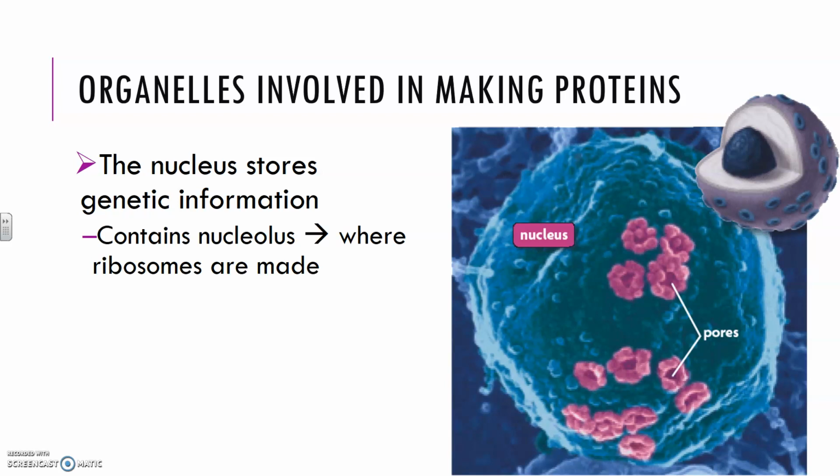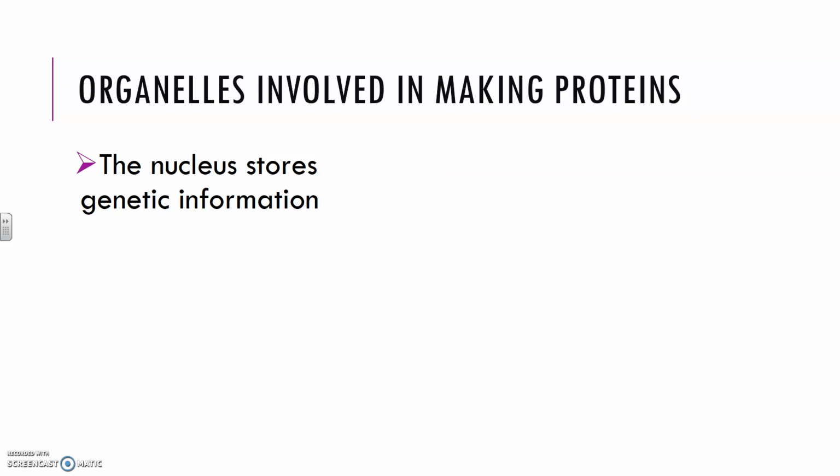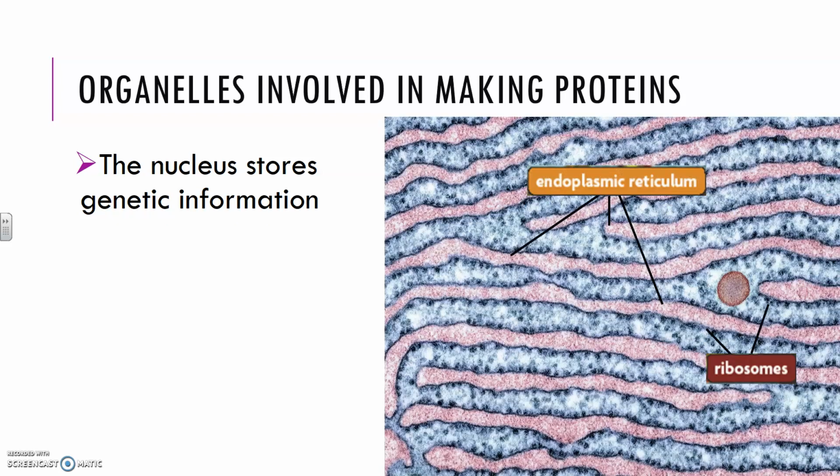The nucleus contains the nucleolus, so that's the denser core that you see right here. The nucleolus is where another organelle called the ribosomes are made. Now we'll get into the ribosomes more later. They are incredibly important to the cell, so we'll definitely talk about them quite a bit. These are the organelles involved in making proteins.